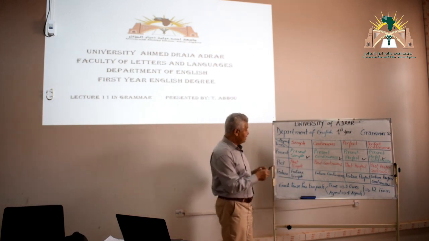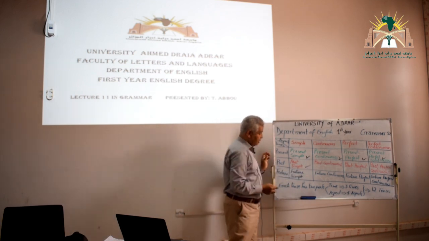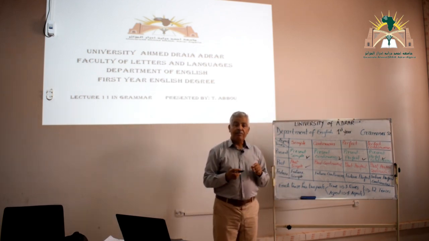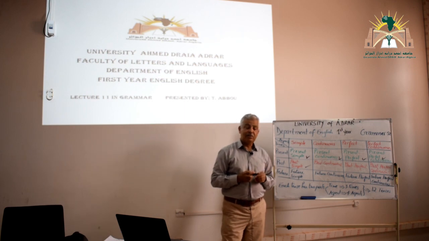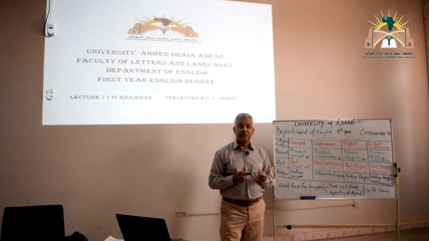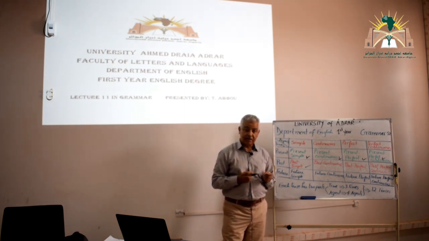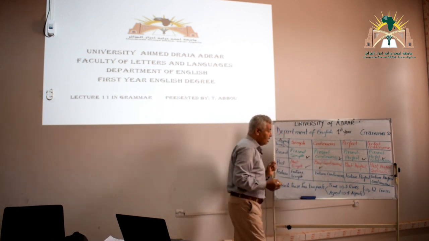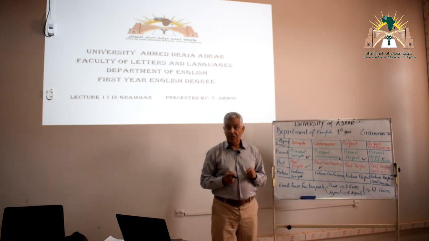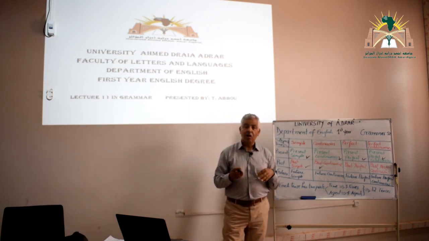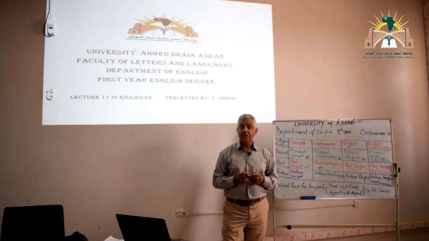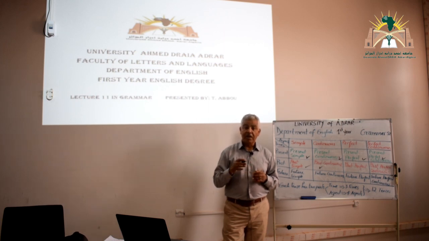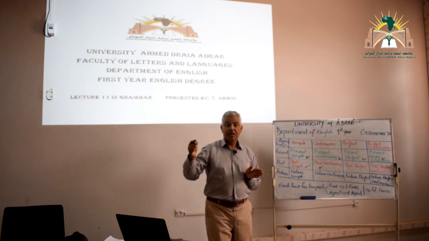Then we talked about the past simple, and the main case where the past simple is used is when we express an action that happened and finished in the past. Then we talked about the past continuous, or the past progressive, a tense that we use when we talk about an action that happened in the past in progress over a period of time. All right?